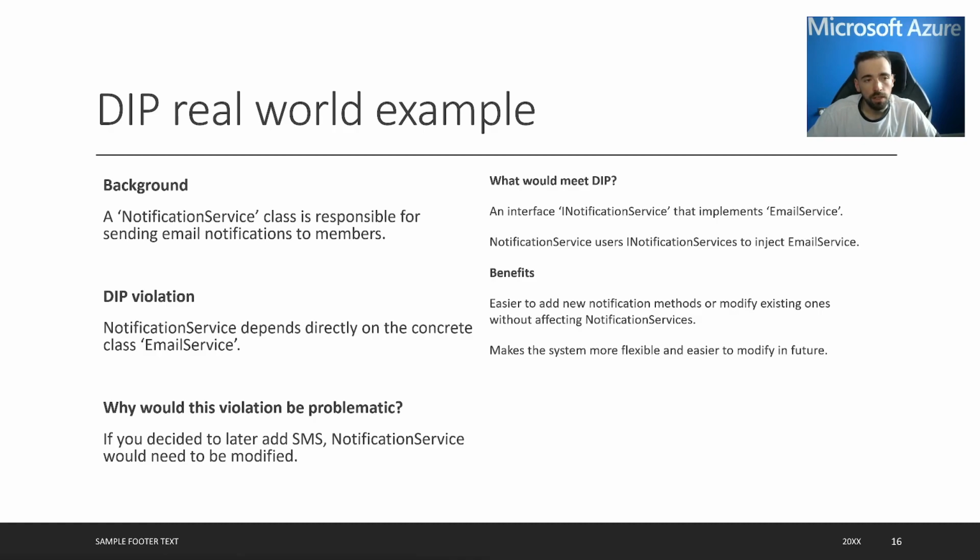Instead, we could add an interface, INotificationService, that EmailService implements, and then NotificationService would use INotificationService to inject EmailService. The benefit of this is that we could later come along and modify or add new notification methods such as SMS, or modify that existing email service without needing to change code in NotificationService. And this would make the system more flexible and easier to modify in future.